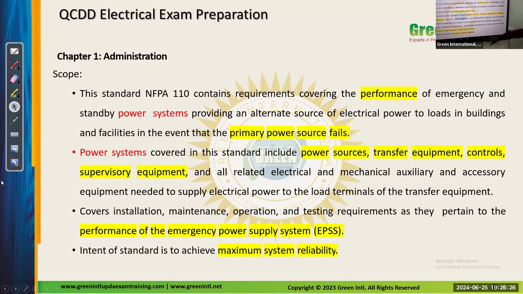As I told, simply we use the word power generator, but here we use the technical term power systems. Power systems consist of prime sources, here the alternator and the prime movers; transfer equipment, which we call the ATS; control and supervisory equipment, simply control panels; and other related electrical and mechanical auxiliaries.